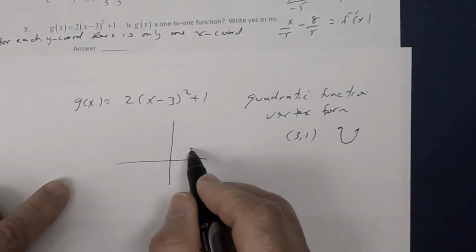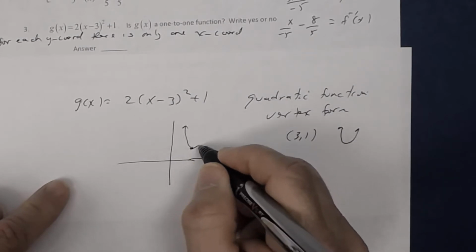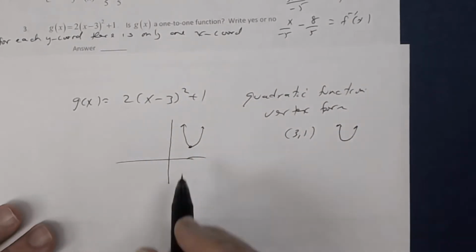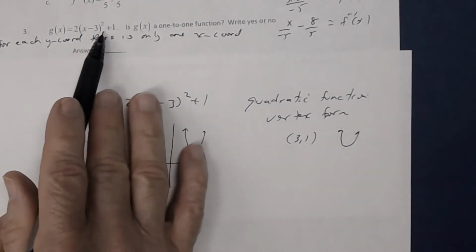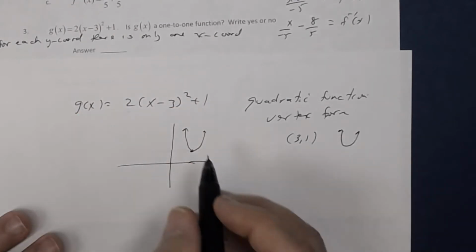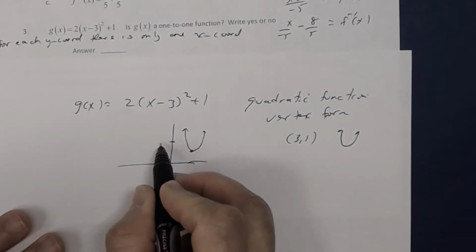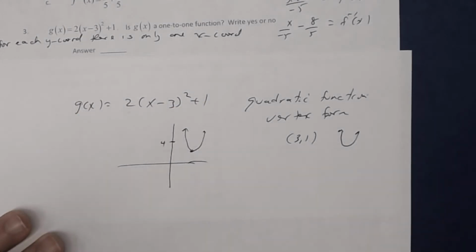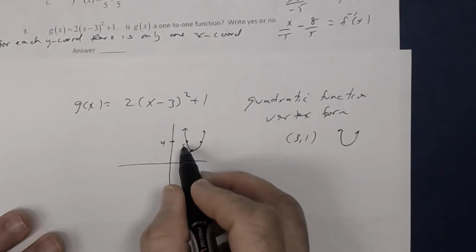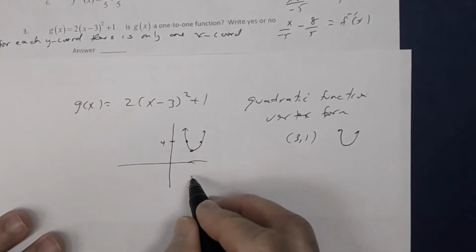So (3, 1) is in the first quadrant. And so I get something that looks like this, right? Okay. And so if you look at this, remember the definition of one-to-one means that for each y coordinate, there's only one x coordinate. So if we look at this y coordinate right here, let's say it's 4. How many x coordinates are associated with it? There are 2. So there are 2 x coordinates associated with 4.